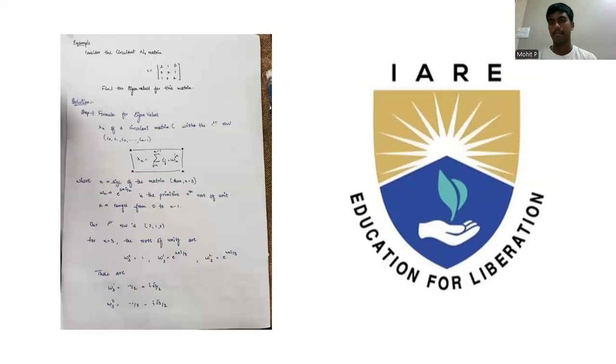So this is a common example we see right now. The question given to us was: consider the circulant N0 matrix. So we have an N0 matrix here. Find the eigenvalues for this matrix. So we see the solution.